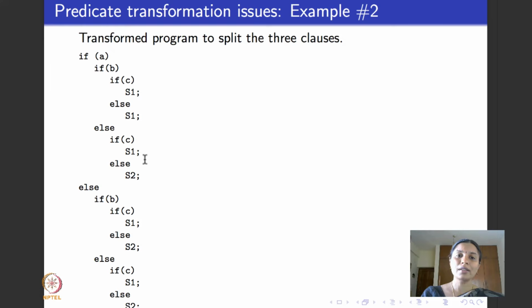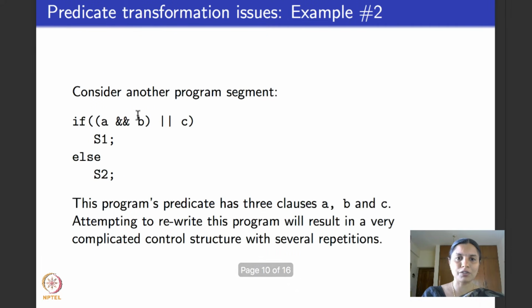How do I read this? I read this as follows. I say if A is true, then you check if B is true. If B is also true, then you check if C is true. Which means if I'm here, if C becomes true, then what does it mean? It means all 3, A, B and C are true. Then you do S1. If C is not true, but A and B are both true, then you still do S1. That correctly fits with the semantics of this program, right?